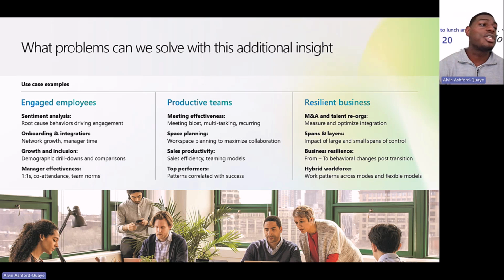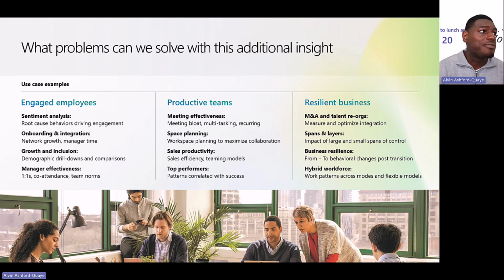So here are some examples of that. When we're talking about engaged employees, the type of things that we can start to understand with Viva Insights is how much time people are spending one-to-one with their managers. In fact, what do co-attended meetings look like, and team norms?